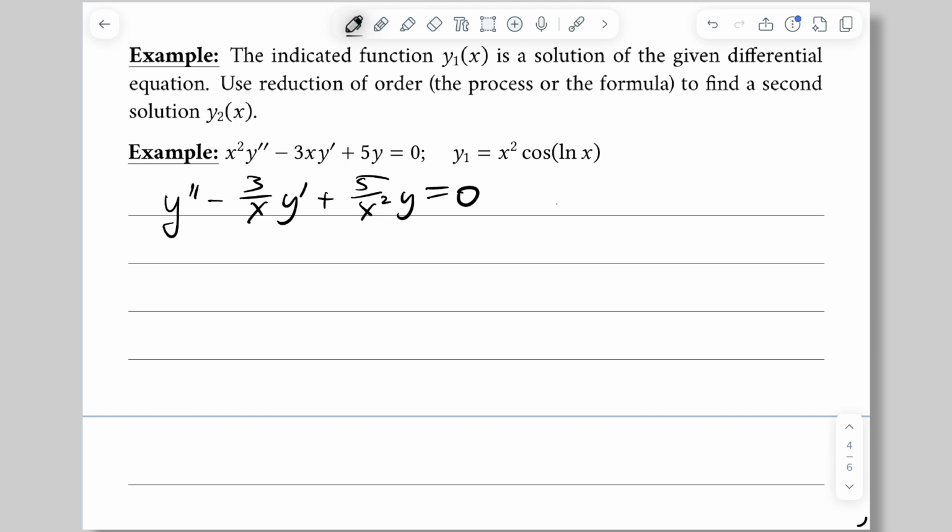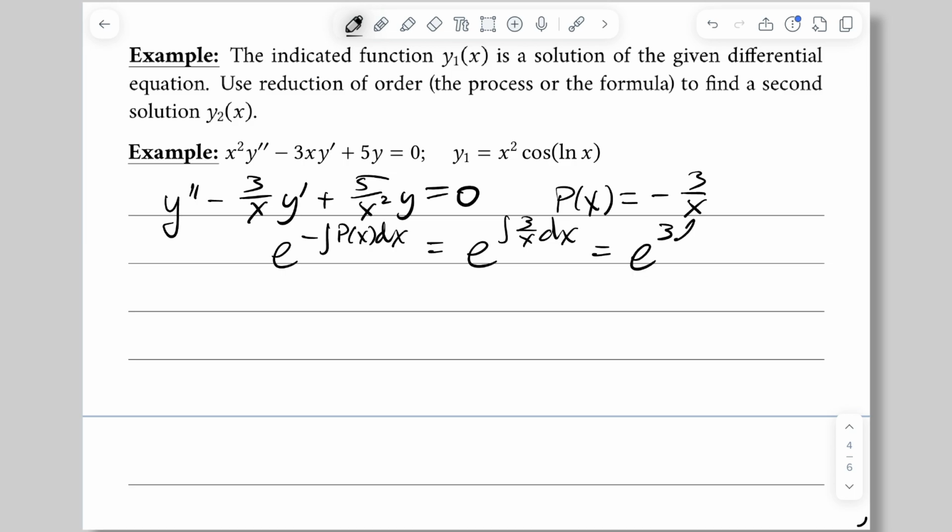At this point, though, we're going to say we've got that p of x is equal to negative 3 over x. So e to the negative integral p of x dx is e to the positive integral of 3 over x dx. I'm going to go through this because it's something that people flub a lot. The 3 is a constant. The integral becomes natural log of x. So this is e to the 3 times the natural log of x. That 3 becomes an exponent on x. Some people put it in funky places. So this is e to the natural log of x cubed, which just becomes x cubed.